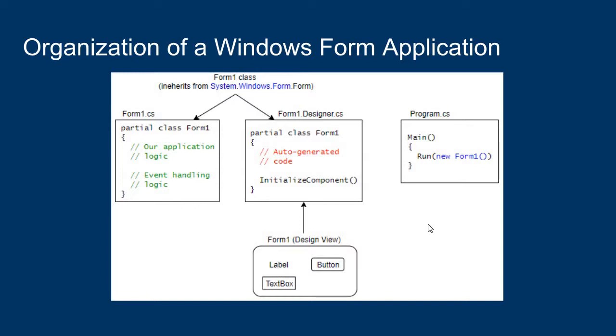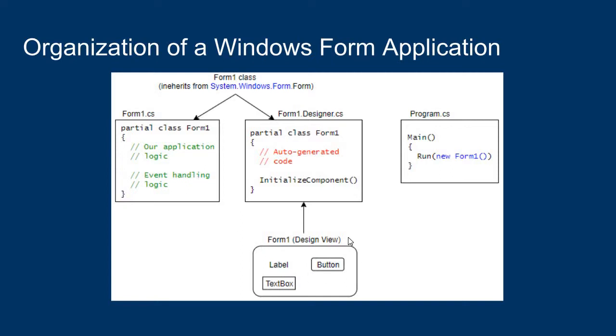We are also going to have a program.cs class. Our program class is going to have a main method inside, and that main method is simply going to instantiate our form object, and that's it. So the program is going to build our form object and display it to the user, and then we are responsible for creating the logic that describes how our form works, how our form handles user interaction.